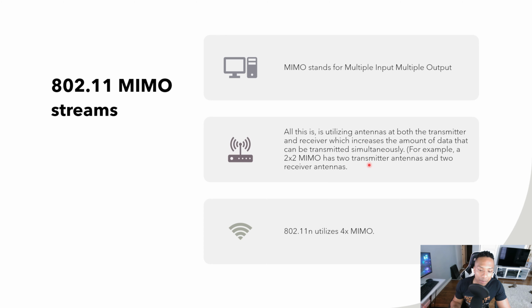So for example, in the case of 802.11n, which utilizes 4 times MIMO, it'll have 4 transmit antennas and then 4 receiver antennas. So all it does is it increases the throughput. It's pretty much 4 times faster for both transmit and receive.